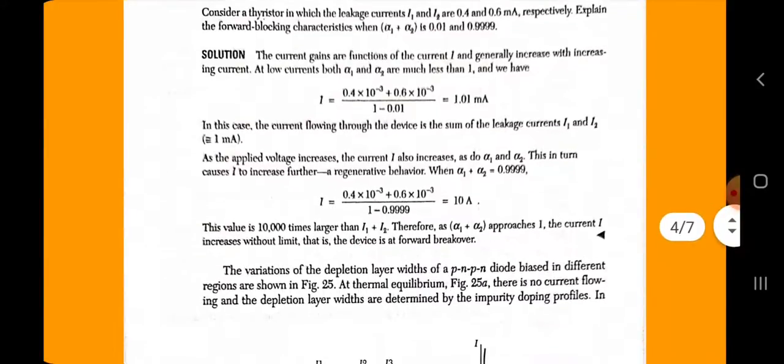So I is equal to (0.4 × 10^-3 + 0.6 × 10^-3) divided by (1 − 0.999). This is equal to 10 amperes. The value is 10,000 times larger than I1 plus I2. Therefore, as alpha 1 plus alpha 2 approaches 1, the current I increases without limit, that is, the device is at forward breakover. The variations of the depletion layer width of a PNPN diode biased in different regions are shown over here.